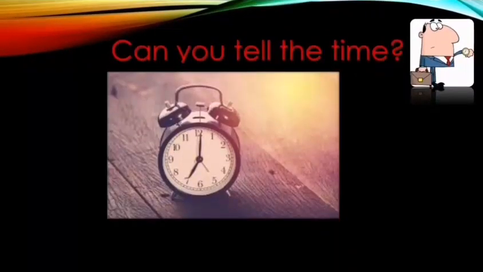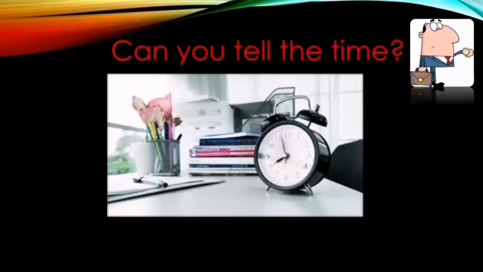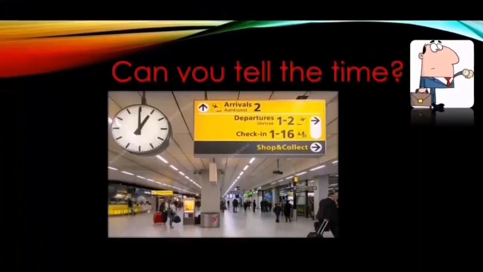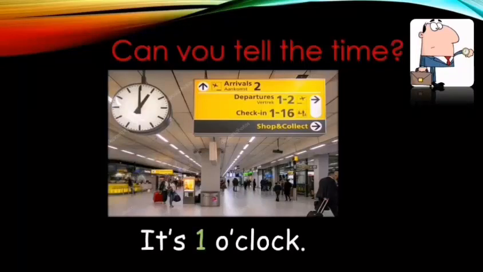Can you tell the time? You can look at the picture and tell me the time. So what's the time here? It's 7 o'clock. Here we have another example. Look at the picture and tell me the time. We are going to count: 1, 2, 3, 4, 5, 6, 7, 8. Yes, that's right. It's 8 o'clock. Can you tell the time? Look at the clock. It's 1 o'clock. That's right.